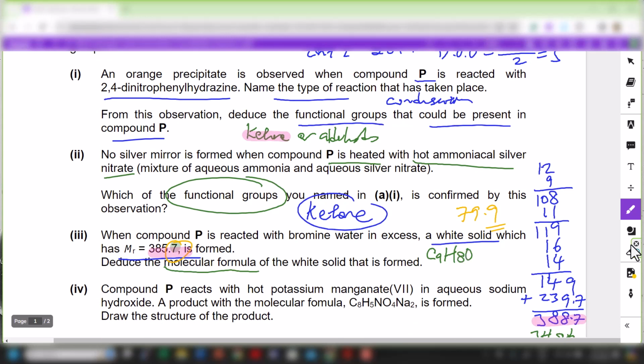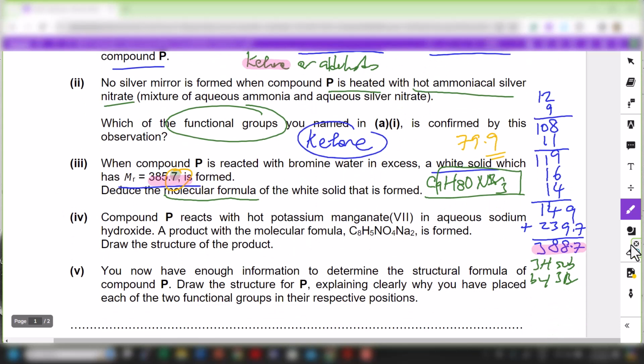C9H8ONBr3. Okay, so that will be the answer for part 3.